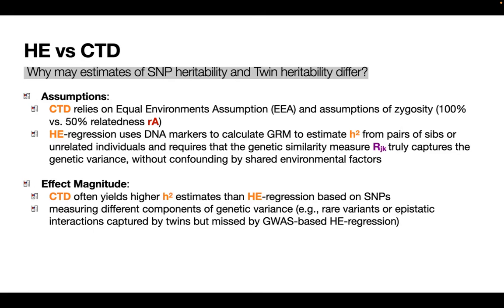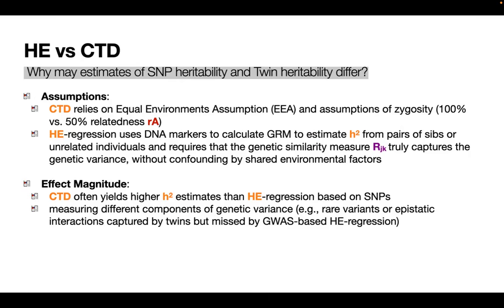These methods also differ in their effect magnitude, where the classical twin design often yields higher heritability estimates than HE regression based on SNPs. One of the reasons may be that they're measuring different components of the genetic variance.